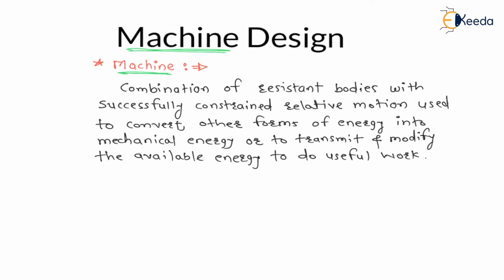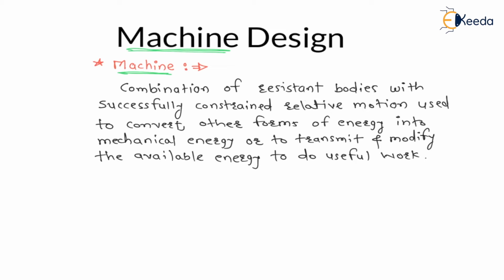Now machine is nothing but a combination of resistant bodies with successfully constrained relative motion, used to convert other forms of energies into mechanical energy or to transmit and modify the available energy to do useful work. Now this is the definition of machine. Now we will break this definition.